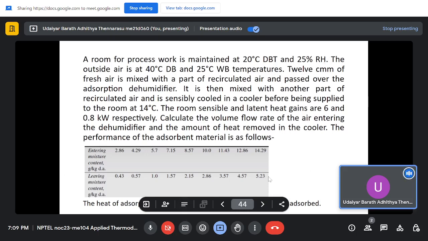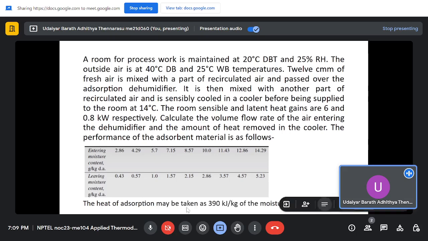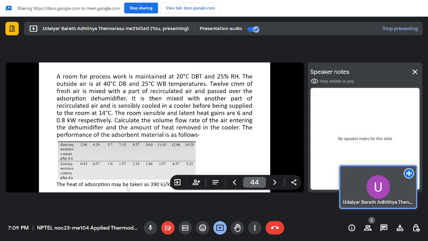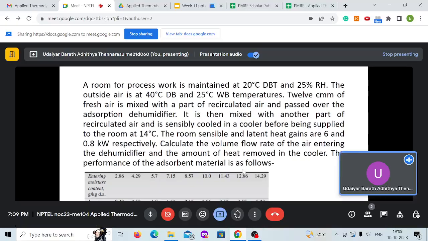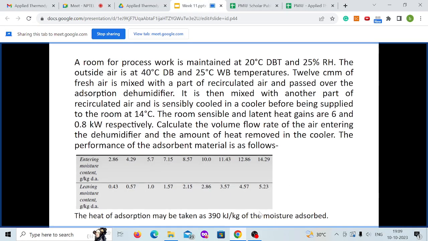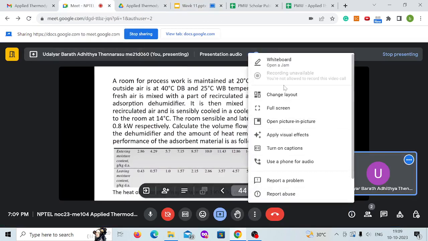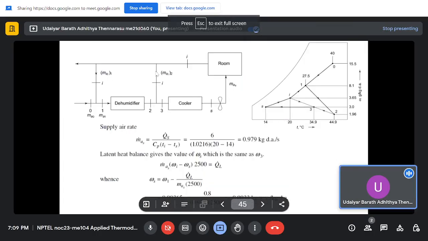So the performance of the absorbent material is as follows. This will give me the moisture content, how much is removed by the absorbent material, and the bottom is the heat of adsorption, which may be taken as 390 kilojoule per kg of the moisture absorbed. So we'll see how to solve this problem.